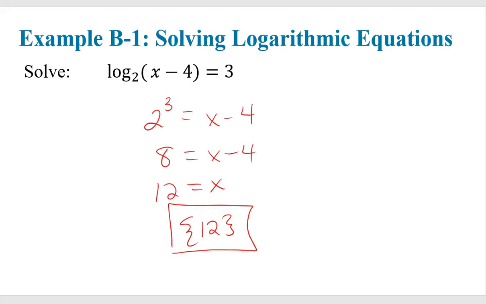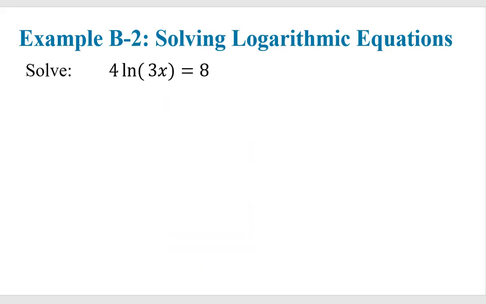Okay, so all the rest of these examples are just going to have little different things that might be thrown in to try and trip you up. So first thing that they might do, they might have a number in front of the logarithm. If that happens, please divide both sides by that number before you even get started, because remember, you want to isolate your logarithmic expression. So that would simplify to natural log of 3x equals 2.